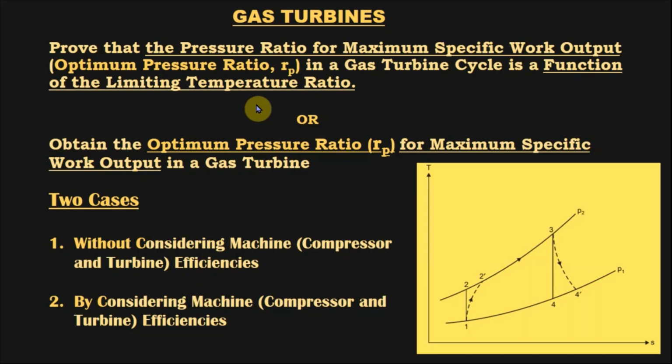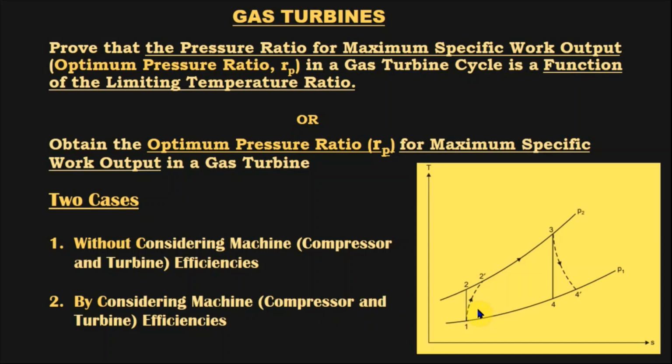This question can be asked in a different way. Obtain the optimum pressure ratio for maximum specific work output in a gas turbine. There are two cases involved. One, without considering the machine efficiencies, that is compressor and turbine efficiencies. And the second case, we have to consider the machine efficiencies. That means the first case, we will be talking about the ideal cycle, and in the second case, we will be considering the actual working cycle.